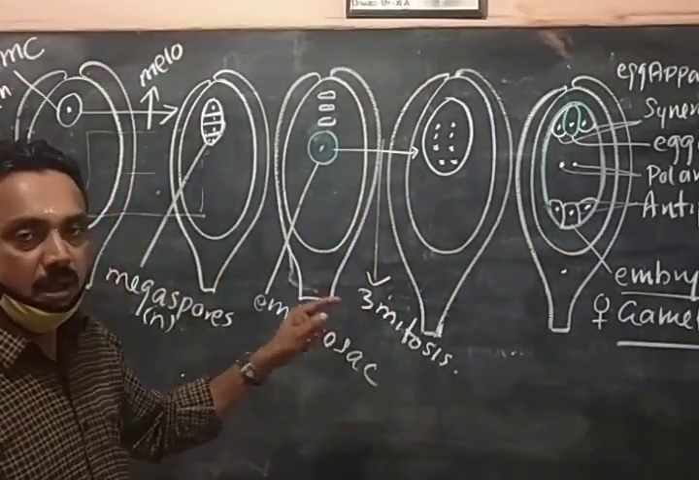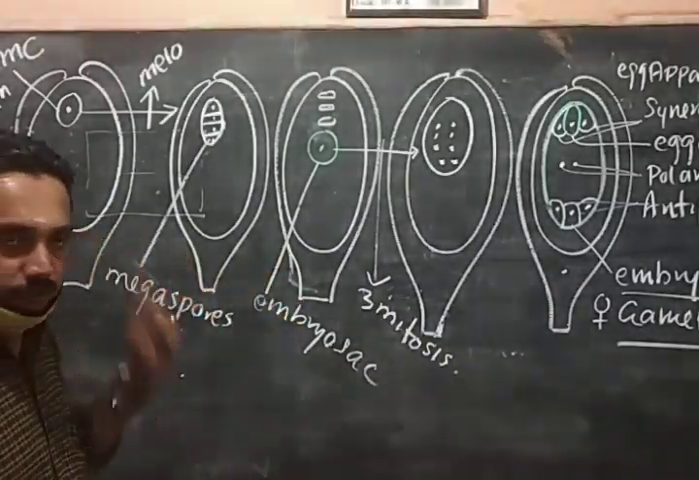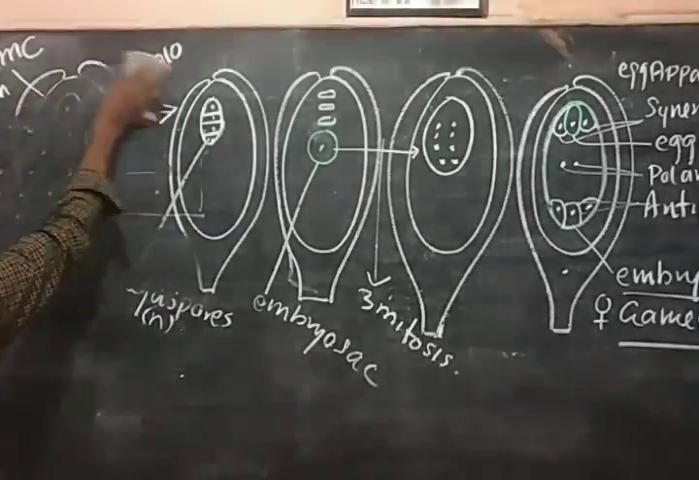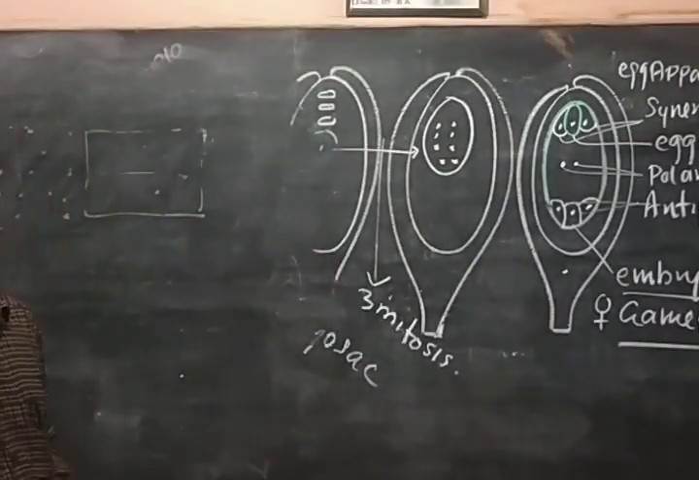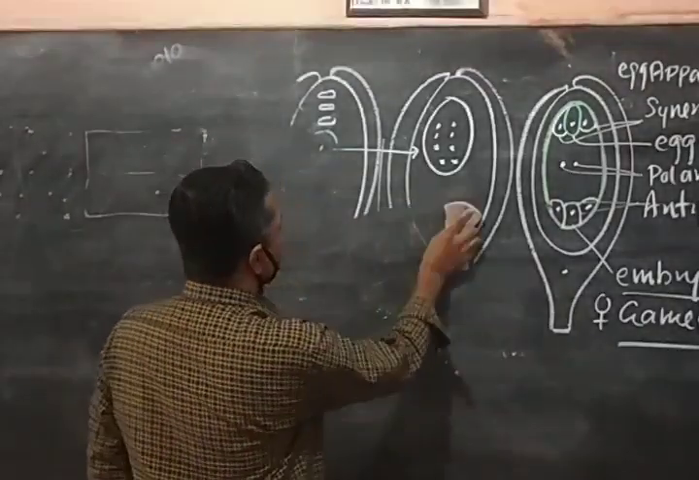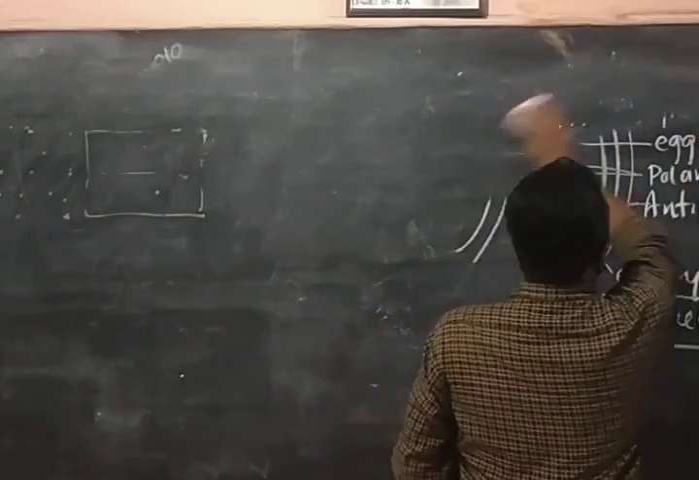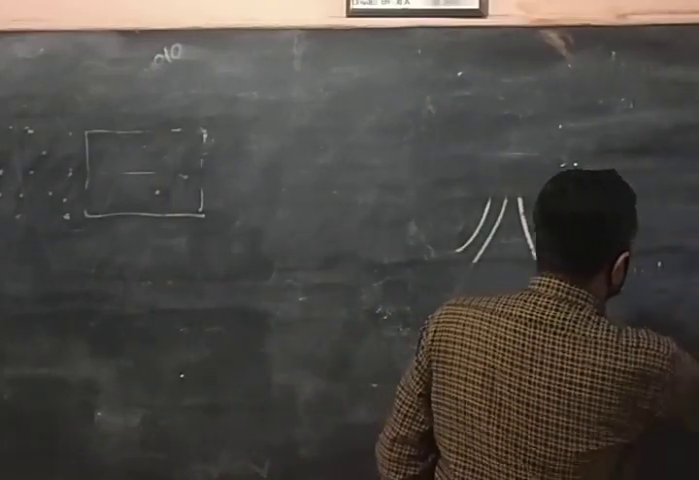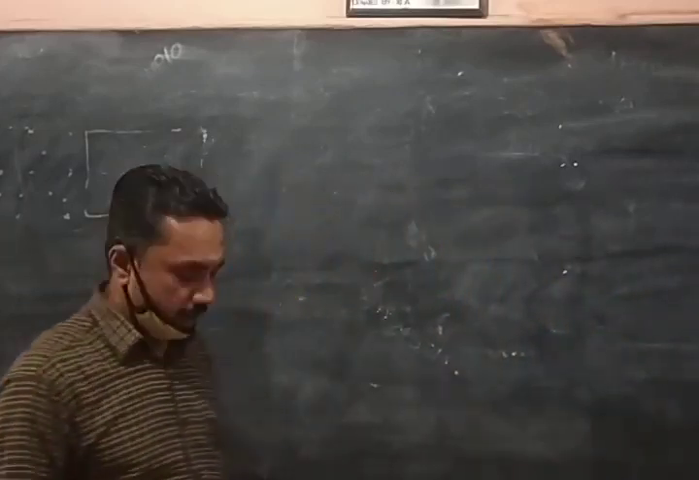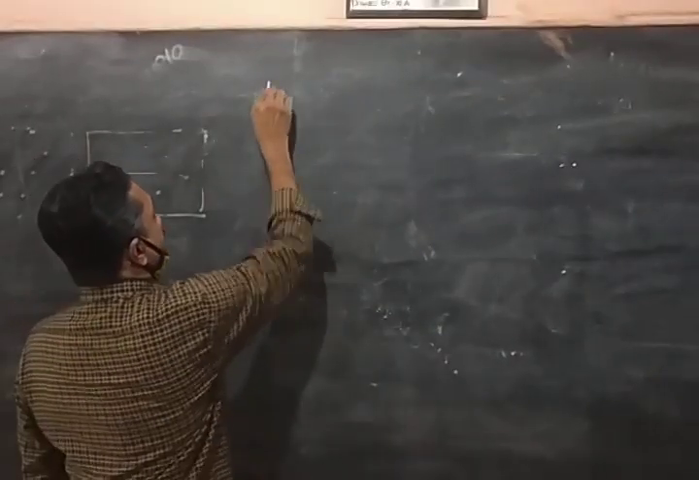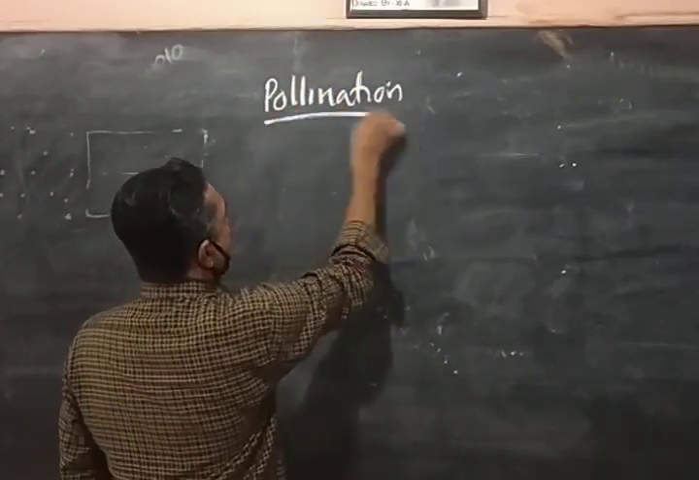You can take down the diagram. The diagrams are given in the notebook also. If possible, you can take down the diagram from the video clips. See that. So the first part, the pre-fertilization stage, is gametogenesis, the formation of male and female gametes. Then comes the second part, called gamete transfer, or in plants, gamete transfer is called pollination.